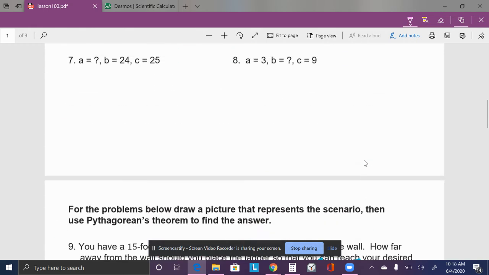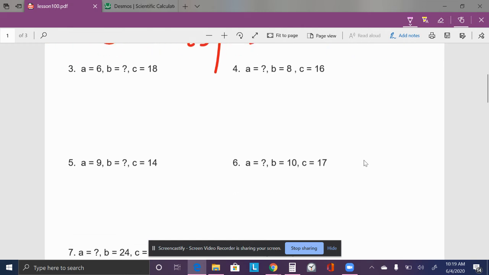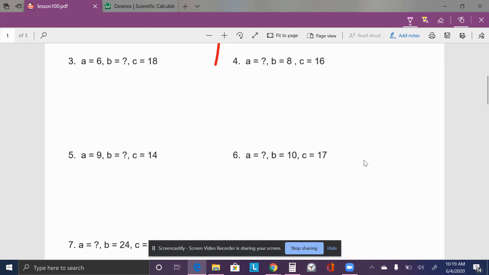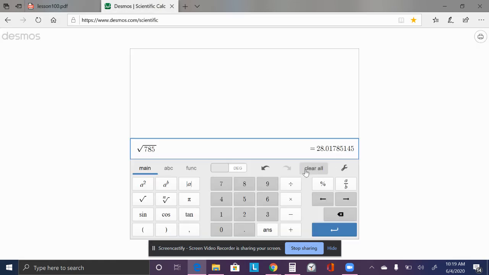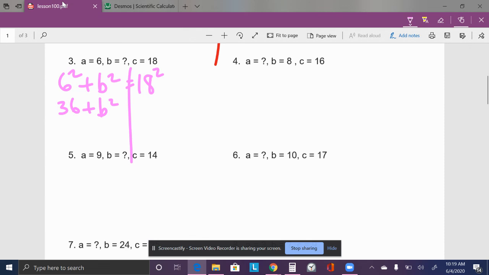I want to do one more where you don't get a nice integer answer for the leg. So I'm going to look back up here and look at these numbers. Let's take a look at number 3 here. Okay, we have my A and B, right? So we have 6 squared plus B squared equals 18 squared. Make sure your 6's and your B's don't look the same. All right, 6 squared is 36. 18 squared is 324.